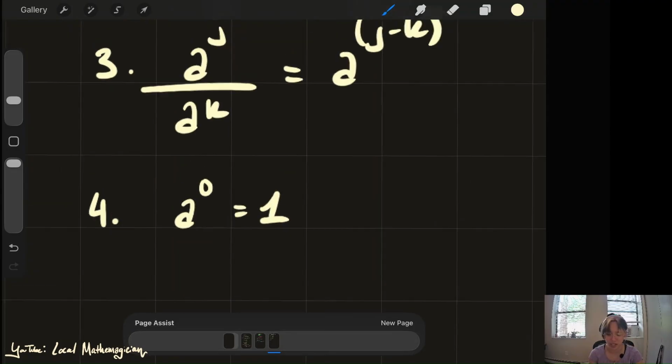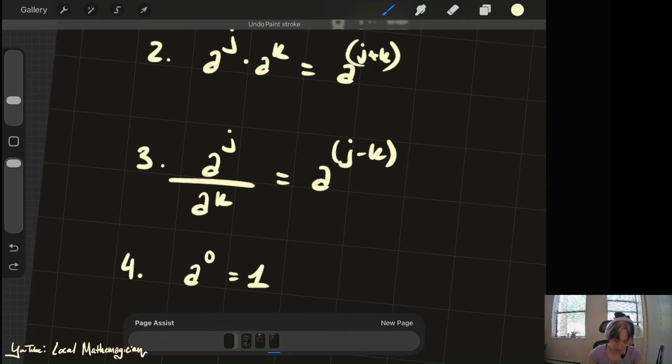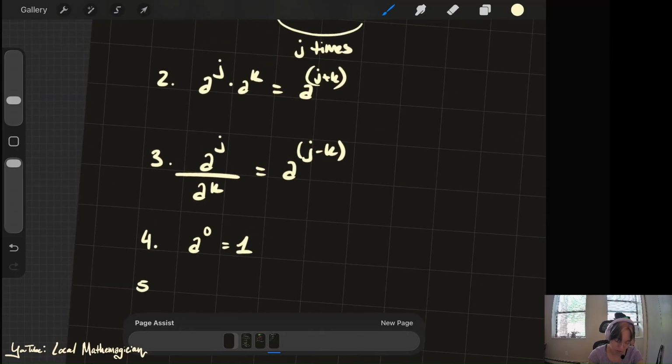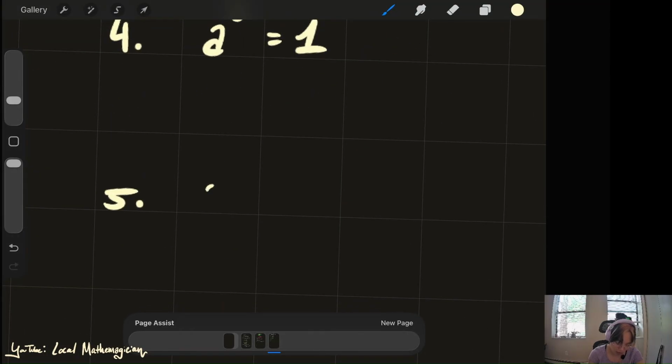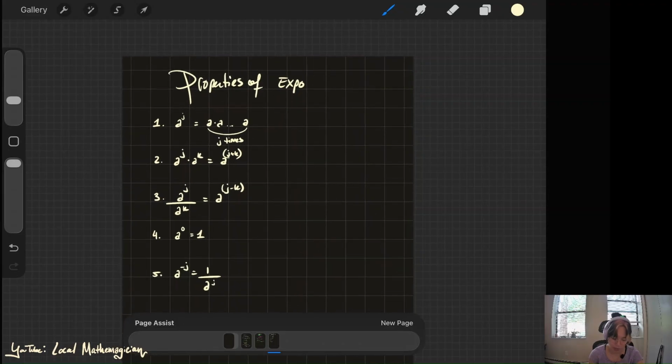4, a to the 0 is equal to 1. Again, don't memorize it. Figure out why it works first. And finally, a to the negative j is equal to 1 over a to the j, just like that. All right? So these are the main properties of exponents I want you guys to know, understand, and be able to do in your sleep.